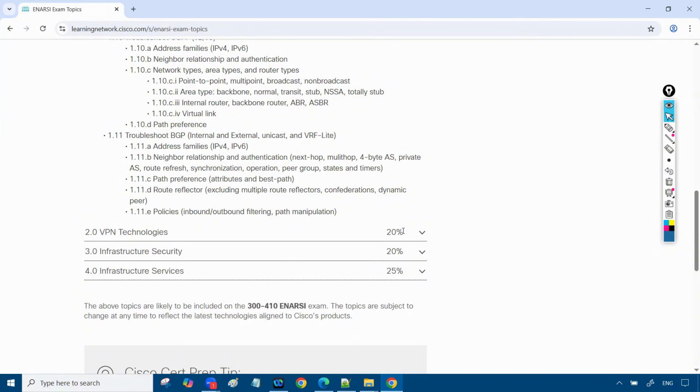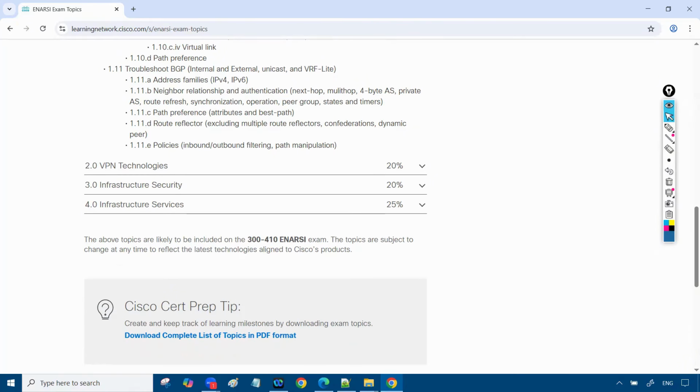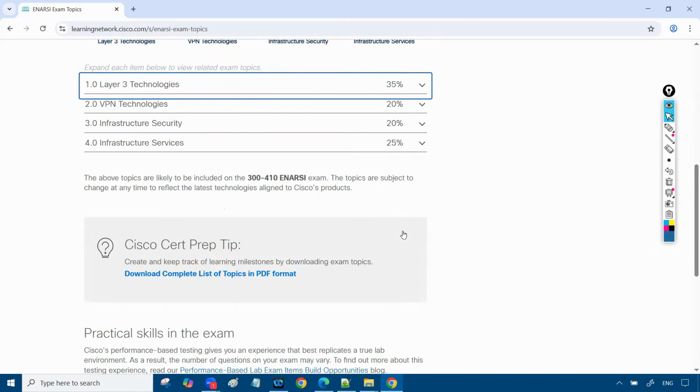So BGP has a lot of topics over here, right? So if you compare with the older one, the older one doesn't have many of the things like a 4-byte of AS number was not there, private AS number was not there, right? Like configuration was not there, but now we have all these topics. Once you have done with this 35% of the layer 3 technology, we have a VPN technology.